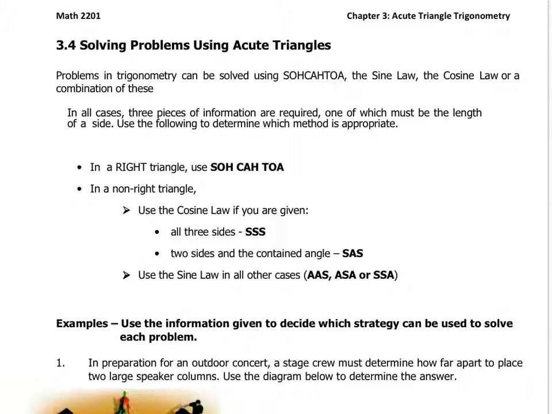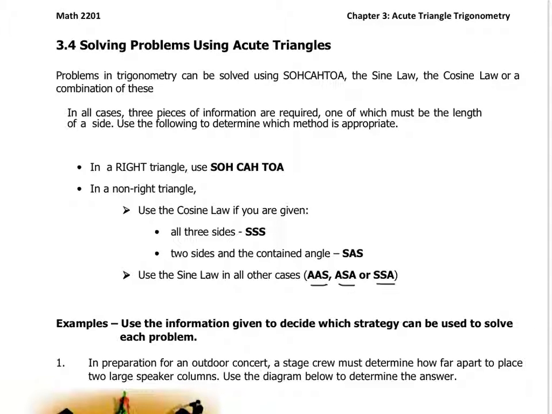So for example, if you have a right triangle, you would usually use SOHCAHTOA. If it's a non-right triangle, you have to decide whether it's going to be the cosine law or the sine law. I usually just remember that the cosine law is used when you have SSS or SAS. Otherwise, try the sine law. These are the cases specifically where you'd use the sine law: AAS, ASA, or SSA. But it's just easier to remember SSS and SAS go with law of cosines. The other ones usually go with the law of sines.